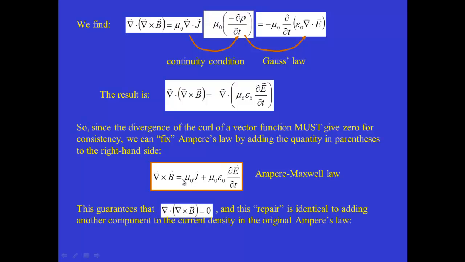So it guarantees that the divergence of the curl of B is 0, and this repair is identical to adding another component to the current density in the original Ampere's law. So if I take the original Ampere's law and just say, well, the net J must be composed of the J due to any currents plus a term that depends on the changing electric field, then we recover the right expression. So J net is J plus this term, epsilon naught times the time rate of change of the electric field.